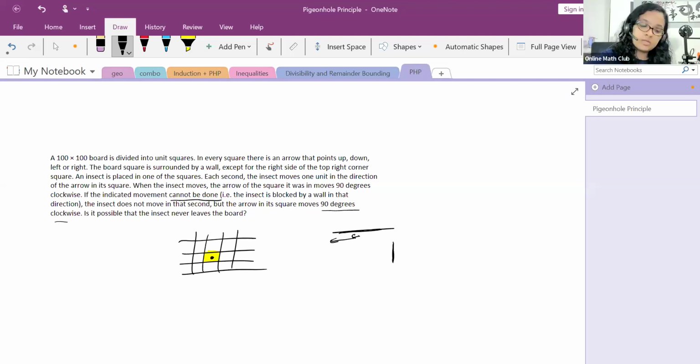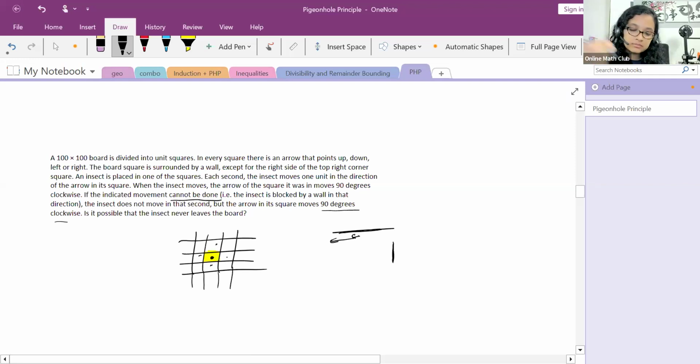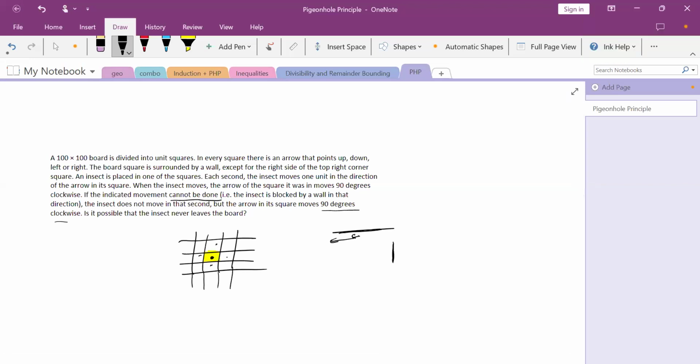And the only time the arrows change is when the insect cannot move. So now just think about different cases. Suppose the infinite square is surrounded by other squares. So what can you say about the number of times the insect goes into these squares? One of them has to be infinite.